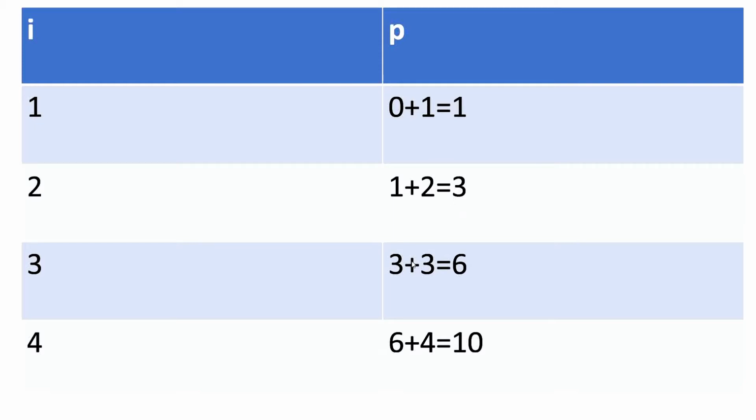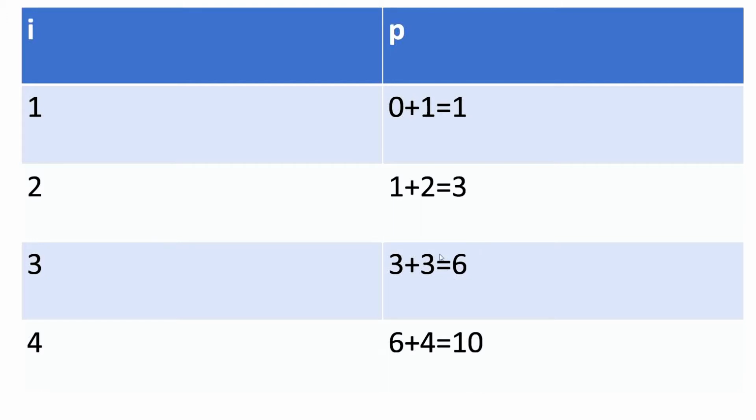Now again the loop runs. The value of i becomes 3. Then the value of p becomes 3. You got the value of p here as 3. So this 3 plus this 3, 3 plus 3 is 6. Now p's value is 6.